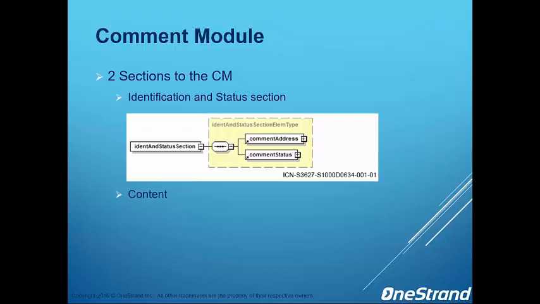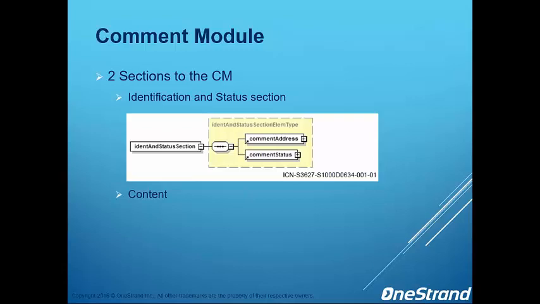Absolutely. If you're going to author a comment module, it's got its own schema, and strangely enough, it's broken into the two components that every data module is. We've got our identification and status block and our content block. Inside our ID status block, we have the address and the status. Instead of a DM address and a DM status, it's now a comment address and a comment status. So it's following its own schema to be able to manage this.